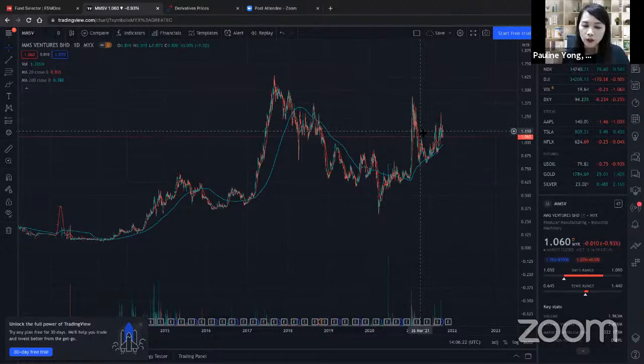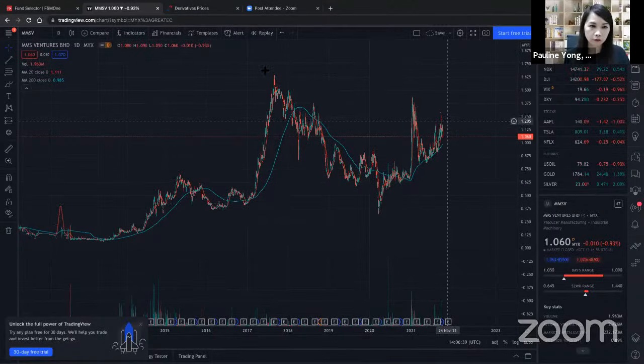Okay, so how I see is that I count the wave here. So I count 5 waves down and then A, B, C. And then this C is actually above this. So that means this one is an uptrend already. So when this is uptrend, I have to count 1, 2, 3, 4, 5 again. So 1, 2, 3, 4, 5. Okay, so this is the 5th wave.